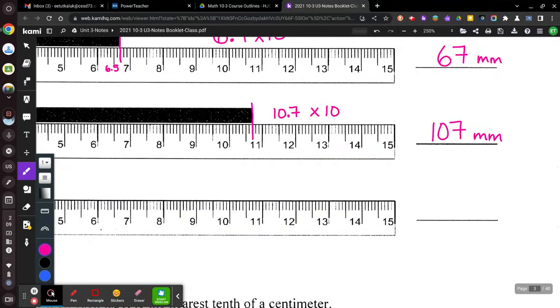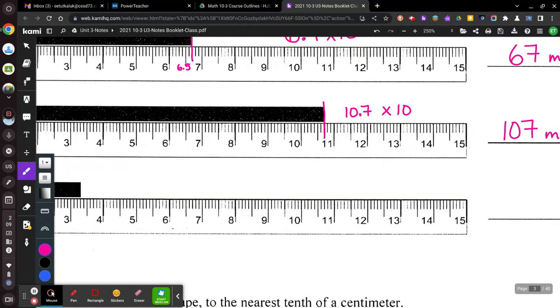Okay. The next one, I got to find out where he is. There he is. So he's right by the 3. He just passed the 3, and now I got to count how far past. He's 1, 2, 3 past the 3. So this guy would be a 3 decimal 3. That's for centimeters. We got to times him by 10 to give us 33 millimeters. Okay, so 3.3 we times by 10.